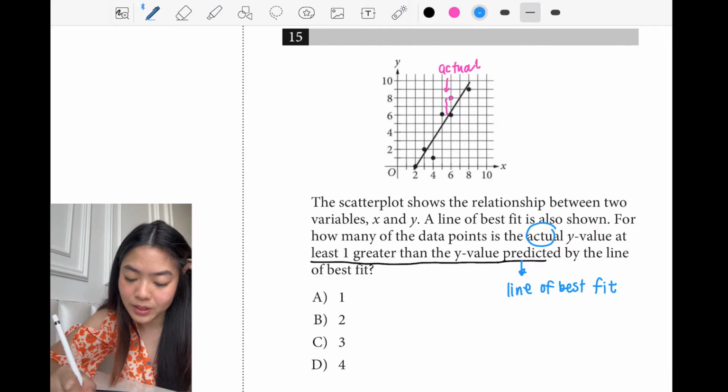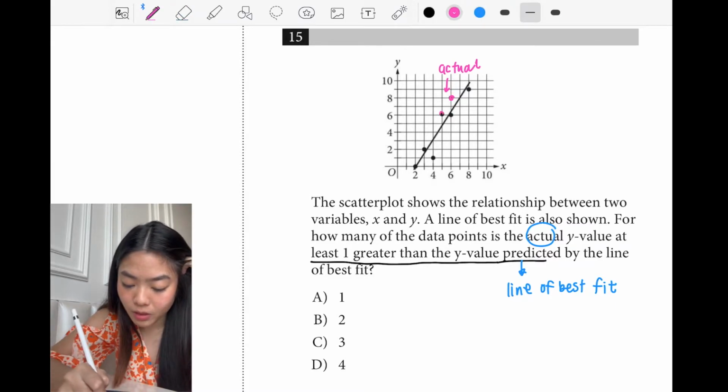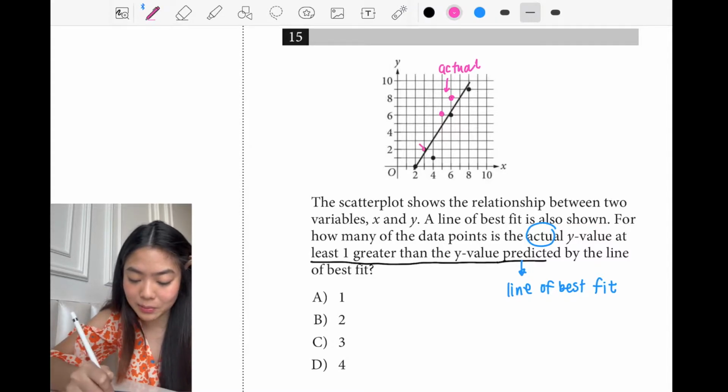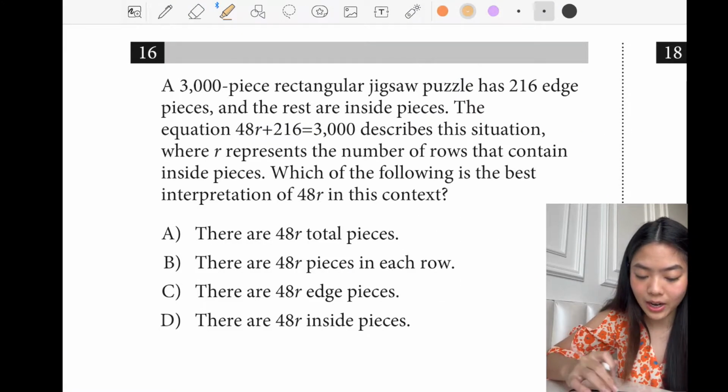So from here, as you can see, this one is greater by 1.5 around there, or like 2. Okay, so from here, yes, we have 1 point here, and this is 1 greater, yes, but this one is not. Nope. Okay, therefore just only 2. So the answer. Question 16.